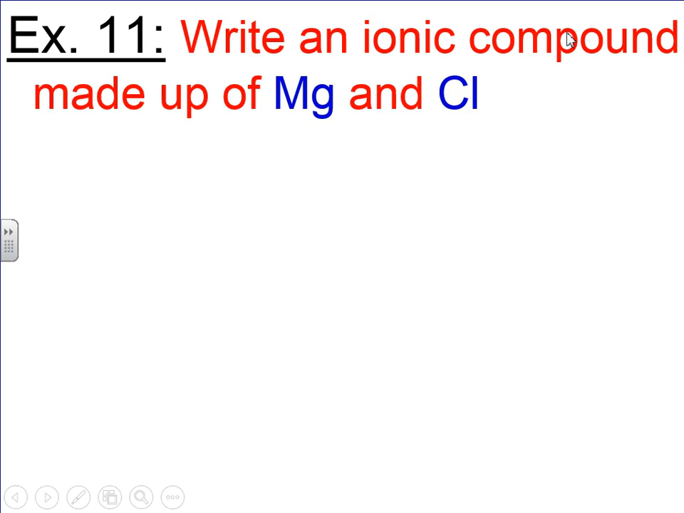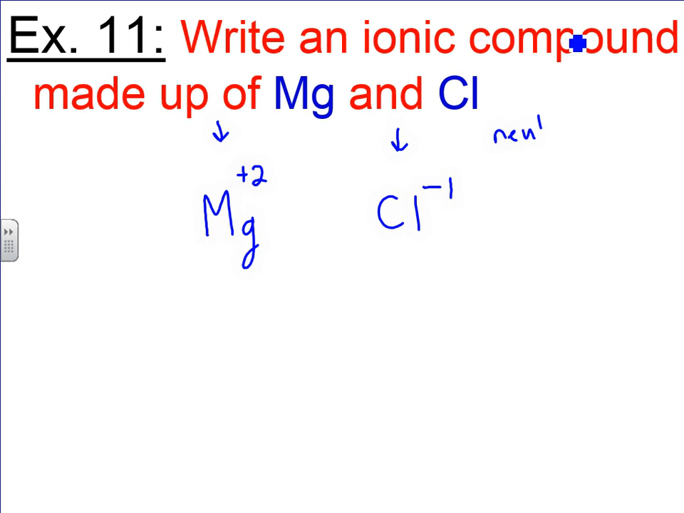So let's go ahead and do some examples writing ionic compounds. Let's write an ionic compound made up of magnesium and chlorine. The first thing to do is to look at magnesium on the periodic table and find its charge. Magnesium is in group 2, so it'll have a +2 charge. Look up on your periodic table, make sure you see how we got that. Chlorine, as we've just seen, has a -1 charge because it wants to be like argon on the periodic table. Now the question is: how many chlorines do I need for how many magnesiums so that I form a neutral compound? Remember, compounds are neutral.